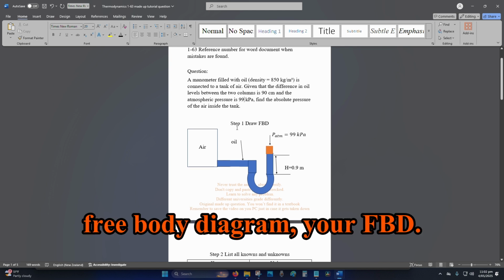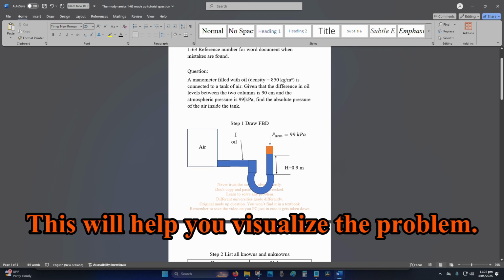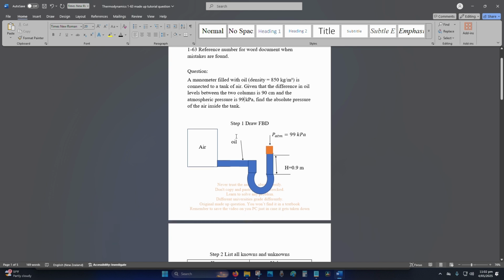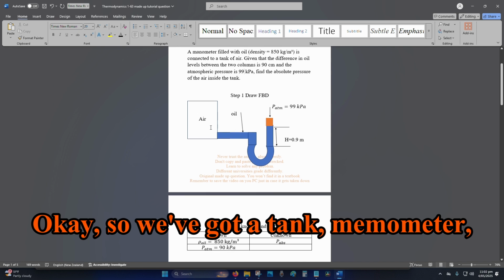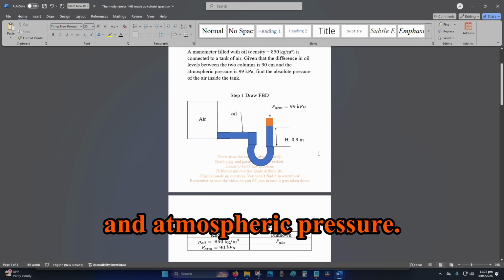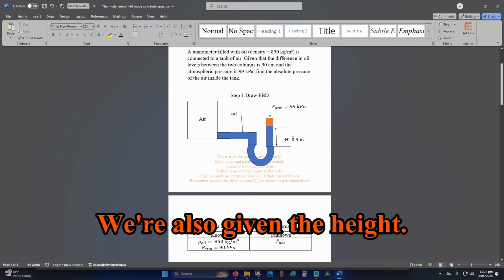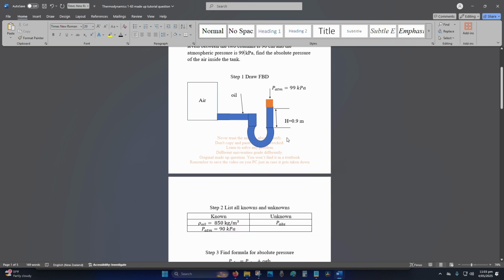Step 1, draw your free body diagram, your FBD. This will help you visualize the problem. Okay, so we've got a tank, thermometer, and atmospheric pressure. We're also given the height.